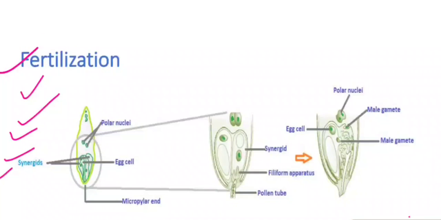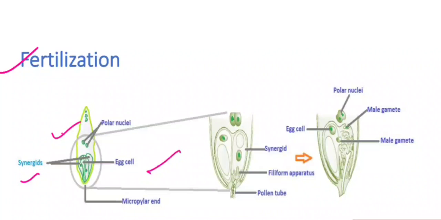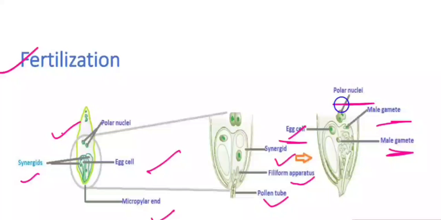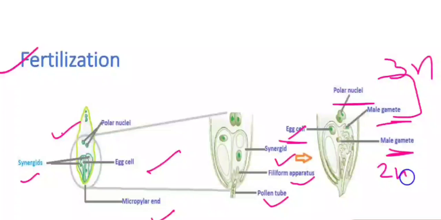Now here the fertilization event is shown to you. The image is depicting fertilization. Here you can see the female gametophyte, polar nuclei, synergids, egg cell and micropylar end. This pollen tube is guided through the micropylar end. The filiform apparatus guides it through the synergids to the egg cell. One of the male gametes will fuse with the egg cell. The other male gamete will be guided to the polar nuclei, and this will result in formation of a triploid nucleus. Whereas when the egg cell fuses with the male gamete, there will be formation of a diploid zygote.